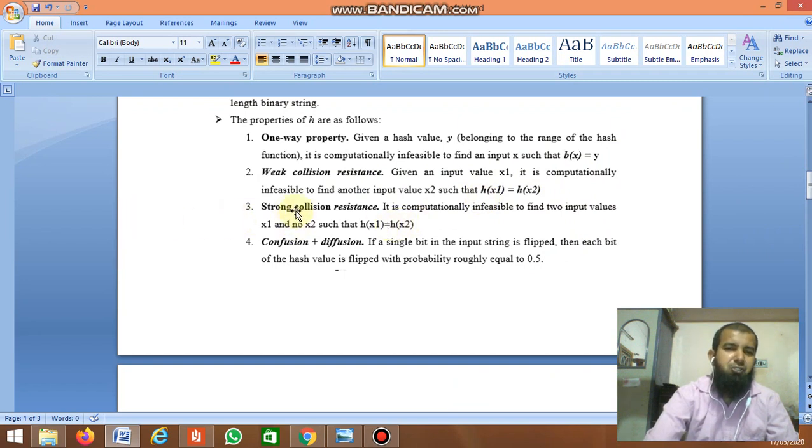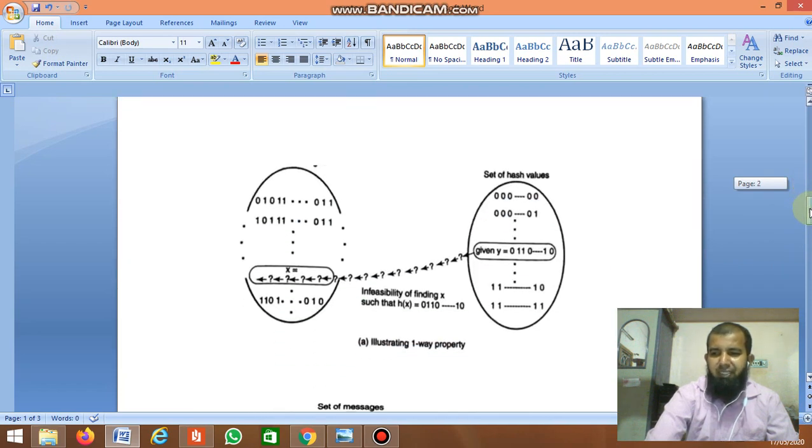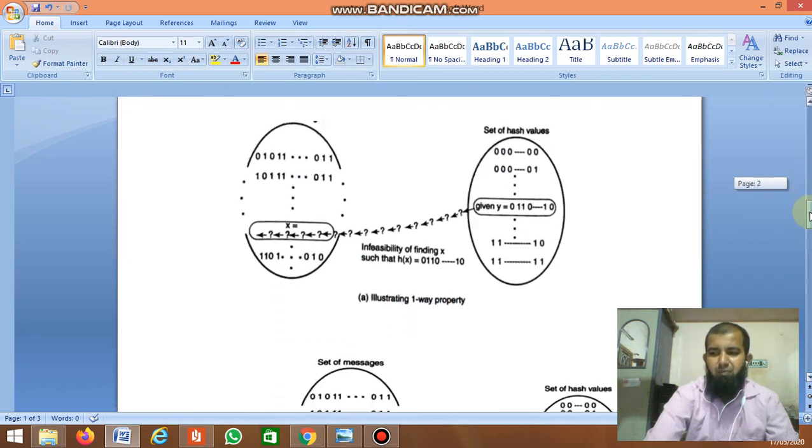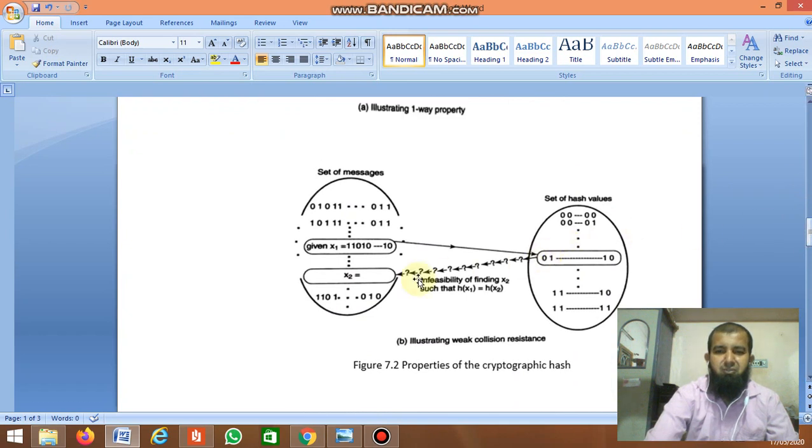Next, third, strong collision resistance. It is computationally infeasible to find two input values x1 and x2 such that h of x1 is equal to h of x2. It is computationally infeasible to find both values. Here x1 you don't know, x2 you don't know. It is infeasible to find them.